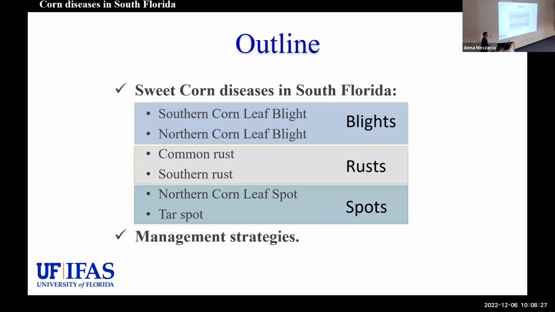And actually, I divided this presentation based on those diseases. And also, Dr. Raid last year talked about the northern corn leaf spot. And I added the tar spot, that's a disease that I'm working with now. And I'll explain a little bit more about that disease at the end of this presentation. And also, in the end, I'll talk about some of the management strategies that are recommended for those diseases that I divided in 3 groups. First blights, and then rusts, and then spots.